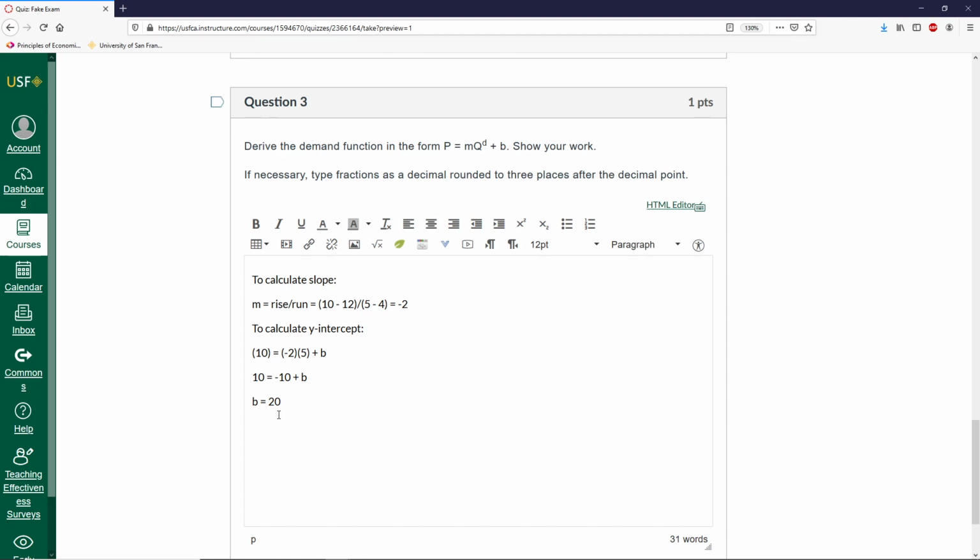So that's not all of it though, right? Because it says to derive the demand function, which means that we have the slope, we have the y-intercept, but now I need to write out the whole thing in this format, right? P is equal to mqd plus b, which means that I want to label it something like demand function is price is equal to minus 2 qd plus 20, right? Here's the slope of minus 2, which I calculated. Here's the y-intercept of 20 that I calculated.